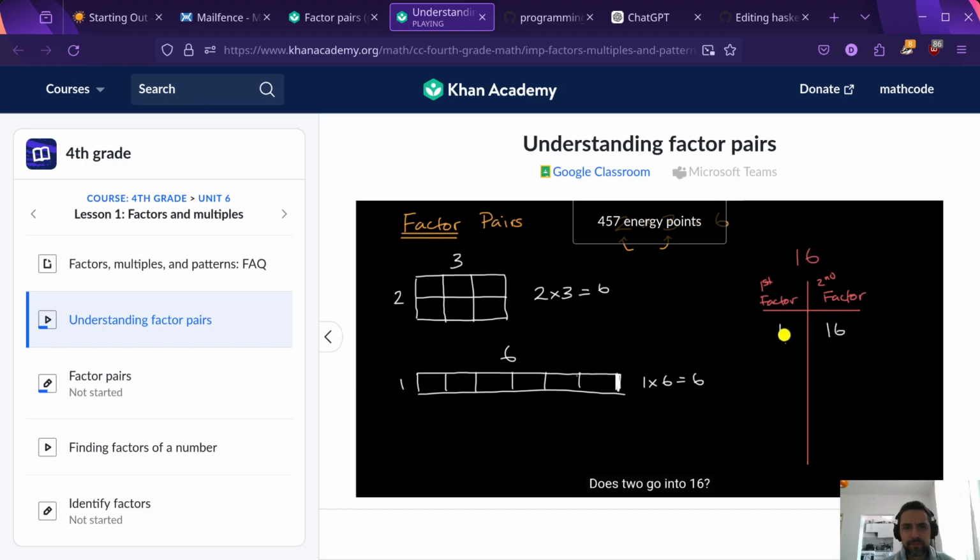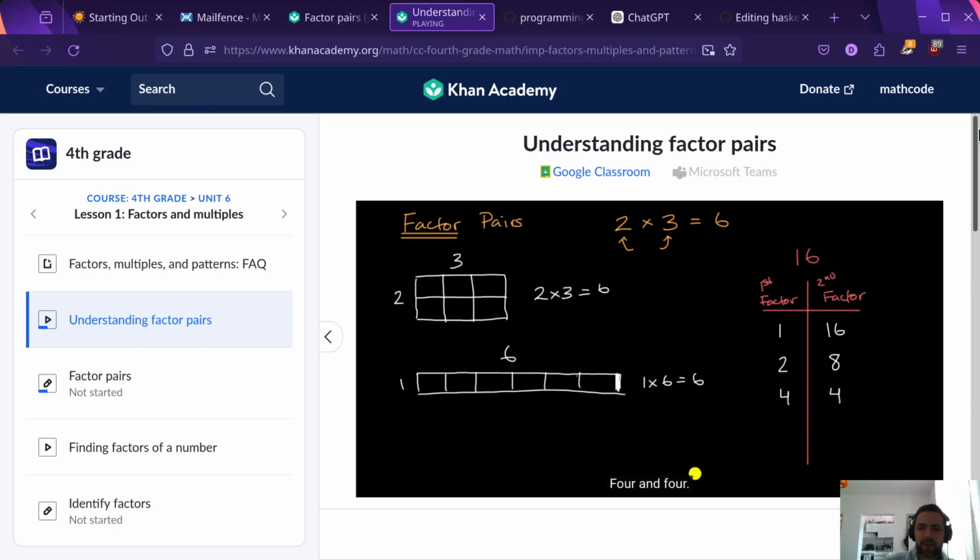Now what about 2? Does 2 go into 16? Well, sure, 2 times 8 is 16. So that's another factor pair. Now what about 3? Does 3 go evenly into 16? Well, no. 3 times 5 is 15, and 3 times 6 is 18. So 3 would not be a factor of 16. What about 4? Well, 4 times 4 is 16. So that's a factor pair there, 4 and 4.